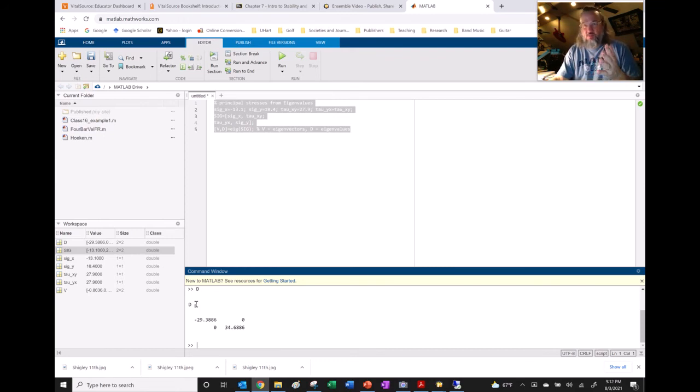It's an easy problem because there's just two dimensions. The other thing that we can find from there is this V.